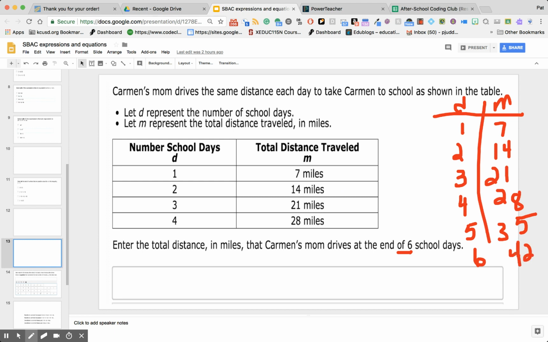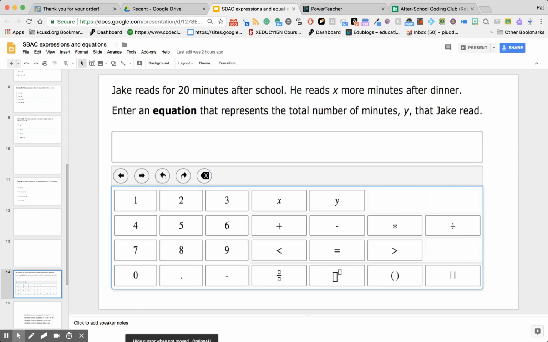So you can do your T-chart, or once you realize that your pattern is increased by 7, you could multiply 7 times 6 and get 42. Okay? I think you did have a keypad on this one. I just did not include it. So again, if there's a keypad or a number pad, remember to use that to type in your answer. On to the next one.